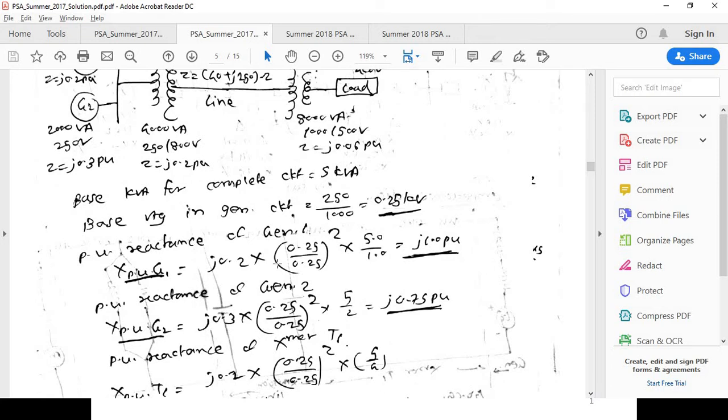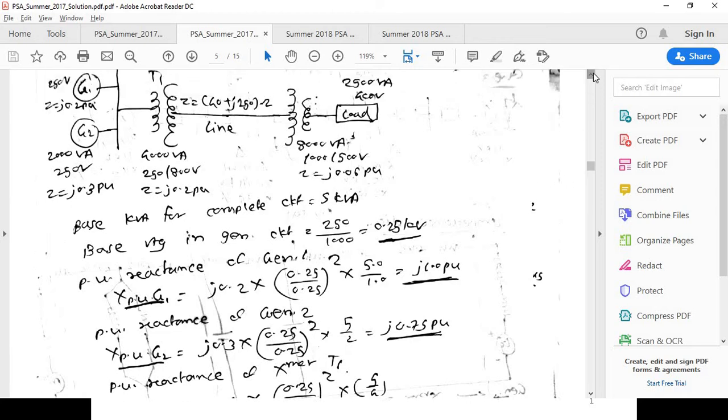Now the per unit reactance of generator 2. What is the actual reactance? j0.3. So j0.3 into (0.25 upon 0.25) squared into 5 upon 2. See, this is generator 2, into 5 upon 2. So it will be j0.75 per unit. That is, we are having the values of generator 1 and generator 2 reactance.